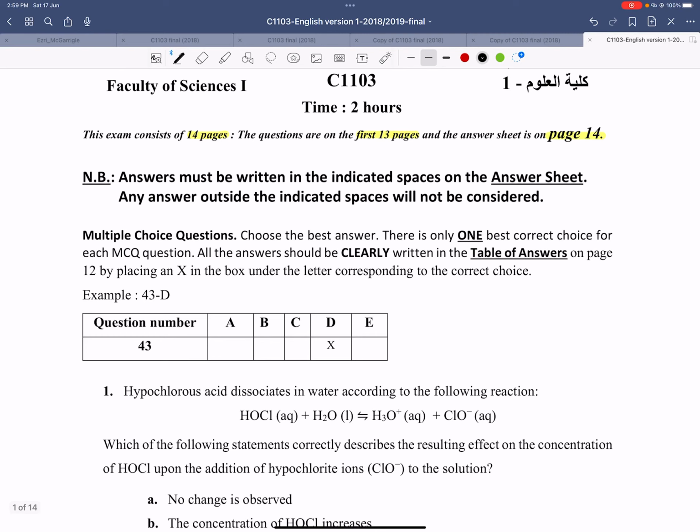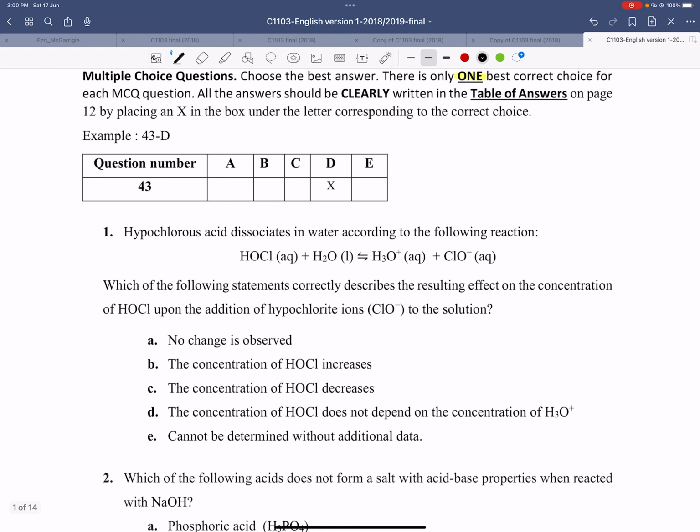So for C1103, this is a multiple choice question exam. It means that you will have only one answer. And they usually say that it's the one best answer, because there might be a probability that more than one answer seems right, so just choose the one that you are sure of. Basically, that's it.